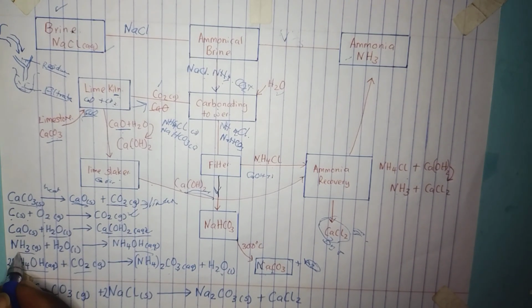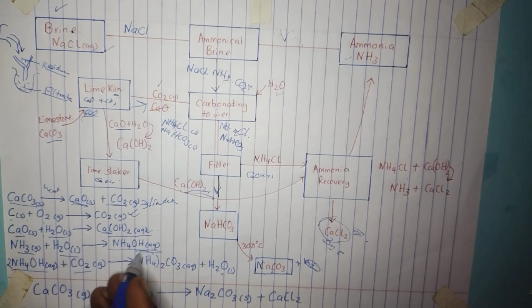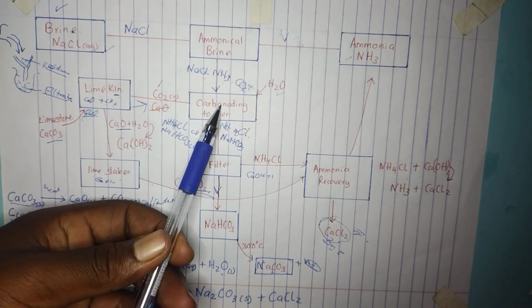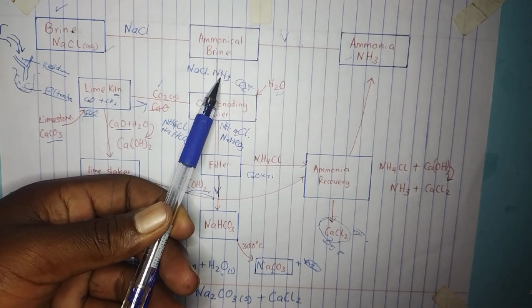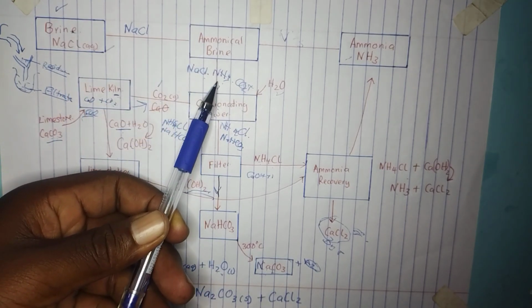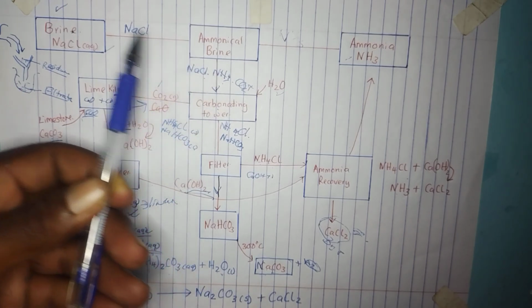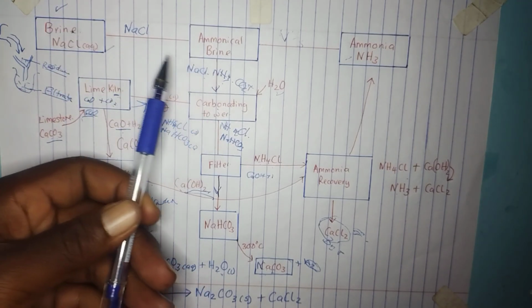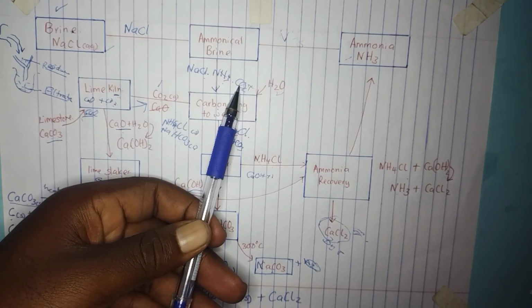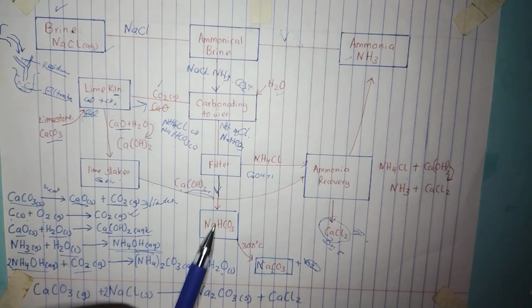And then ammonia is reacted with water to produce ammonium hydroxide. So this is the reaction here, because I told you ammonia has a higher affinity for water than sodium chloride. So ammonia dissolves in water faster than sodium chloride. So ammonia will dissolve in water to get ammonium hydroxide. So that ammonium hydroxide then reacts with the CO2 to get ammonium hydrogen carbonate.